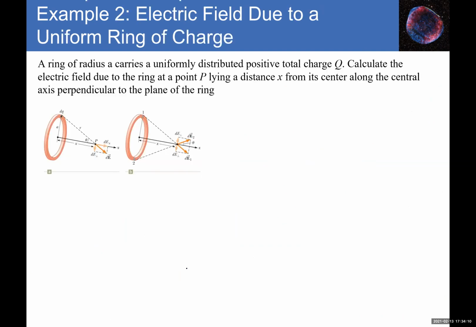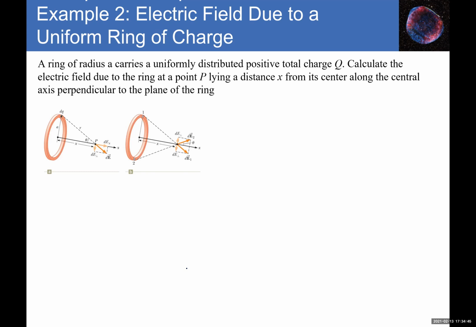All right, so let's look at another one here. This one is, again, a uniform distribution. So we have the basic electric field due to a uniform ring of charge. A ring of radius a carries a uniformly distributed positive total charge Q. Calculate the electric field due to the ring at the point P lying at a distance x from its center along the central axis perpendicular to the plane of the ring.